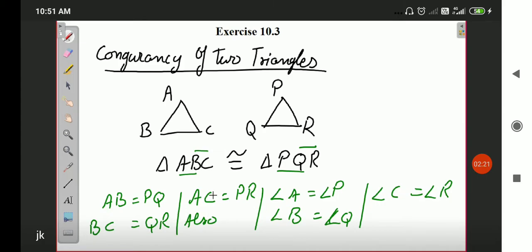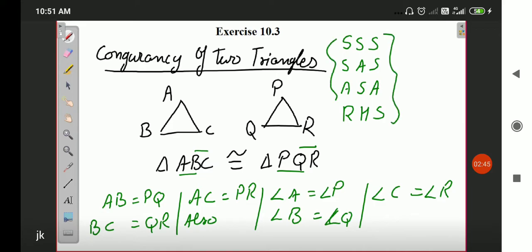Students, in 7th class, we also learned about the criteria of congruency. We have 4 types of congruencies: side side side congruency, side angle side congruency, angle side angle congruency, and right angle hypotenuse side congruency. We learned about these 4 types in 7th class, chapter triangle. We are going to use all of these congruencies in the coming questions, and using them we are going to do some proofs.